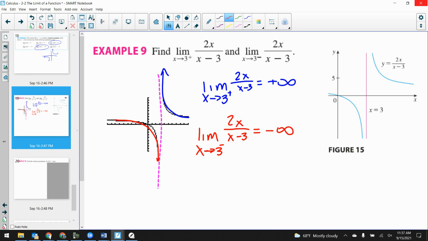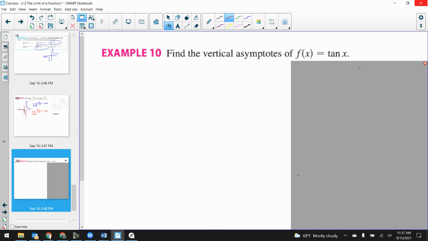Okay? So let's take a look here. Find the vertical asymptotes of tangent of x. When I go to find the vertical asymptotes, remember, I'm looking to see where the function is undefined, right? Guys, what is tangent equivalent to? If f of x is equal to tangent of x, tangent of x is equal to sine over cosine.